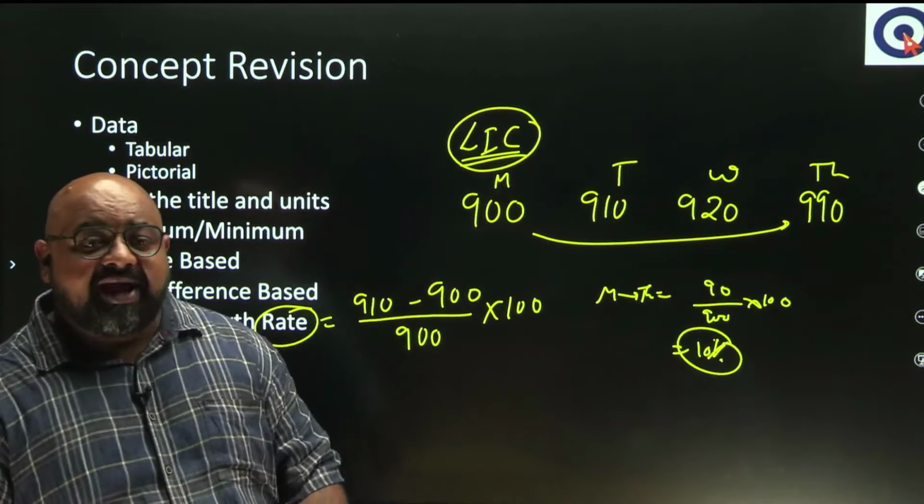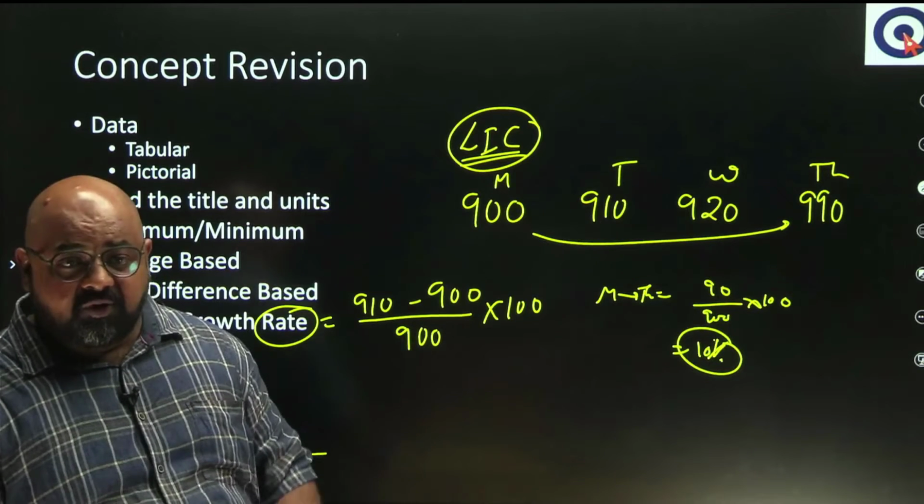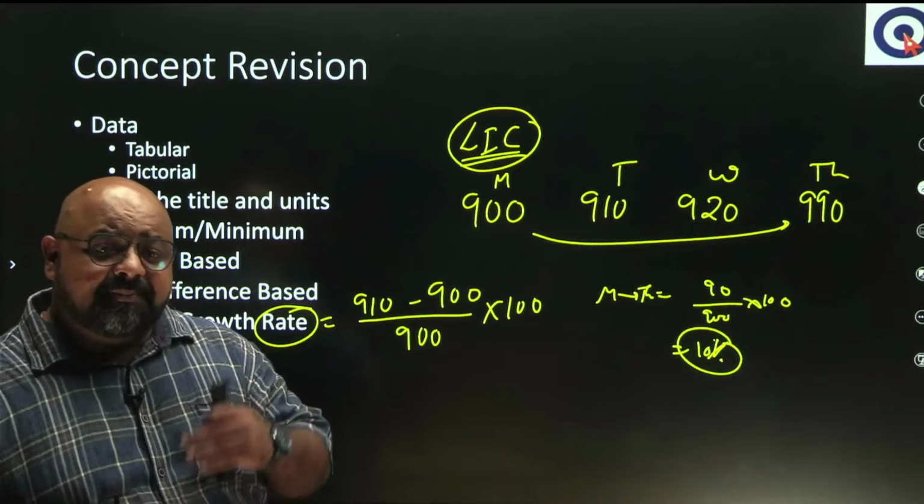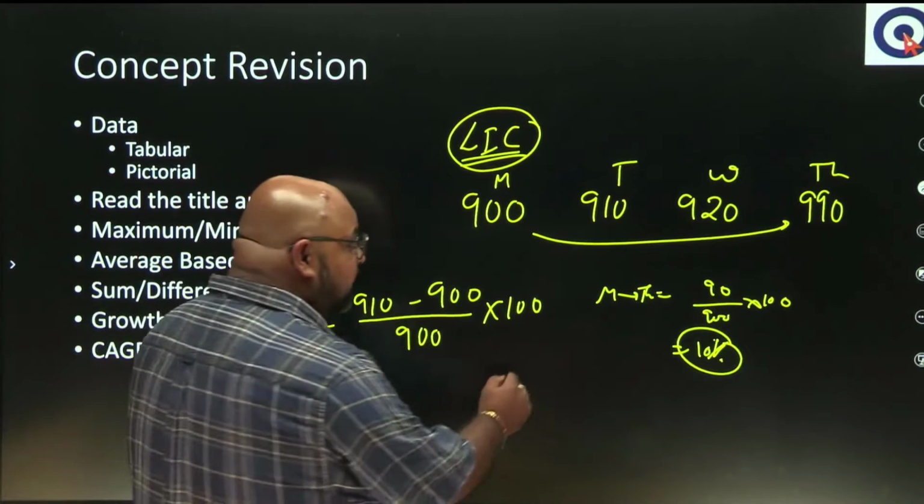Now I want to average it or annualize it. What is the growth rate every year? There are two ways of doing that. One is simple annual growth rate, SAGR.